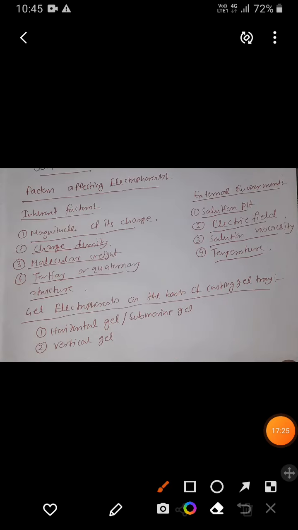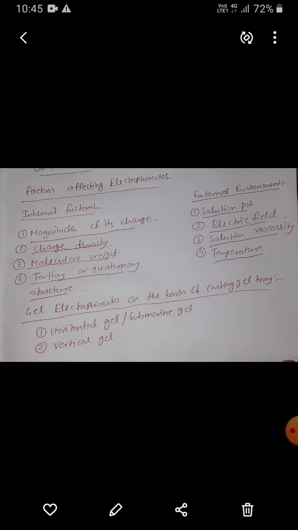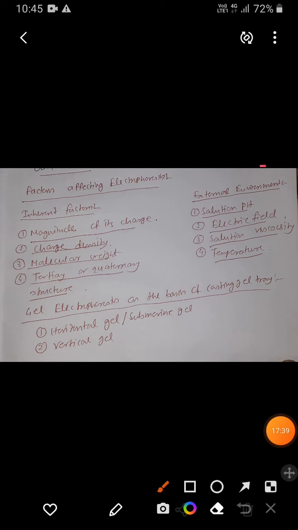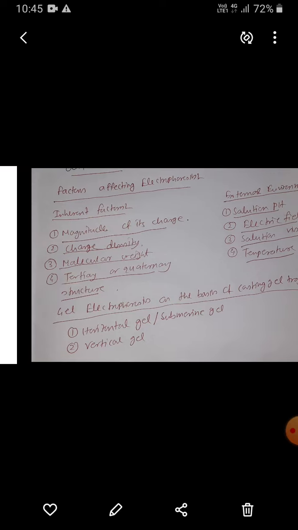And the inherent factors are the magnitude of the charge, that is Q, along with the shape of the molecule, tertiary or quaternary; molecular weight will play an important role, and charge density will play an important role. And among the external features, solution pH plays an important role, the electrical field, solution viscosity, and temperature will also play an important role.